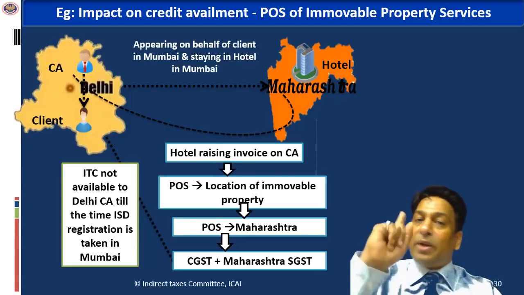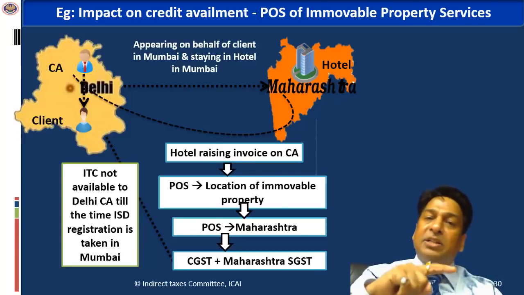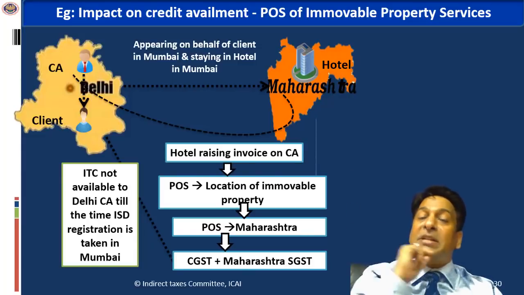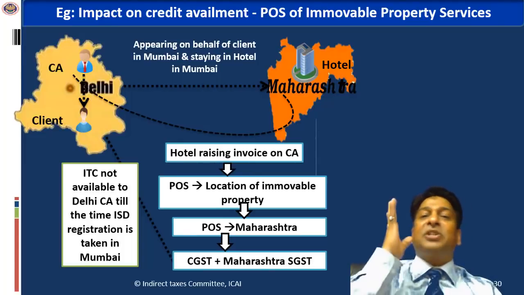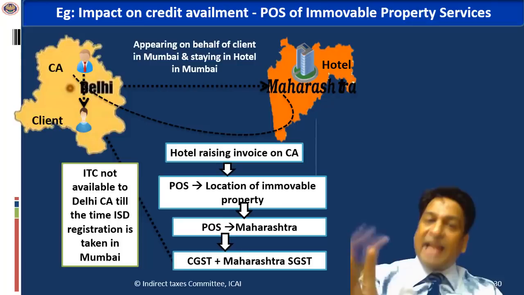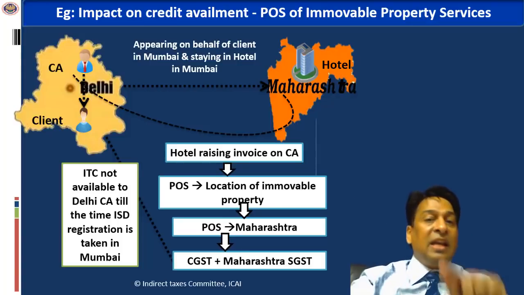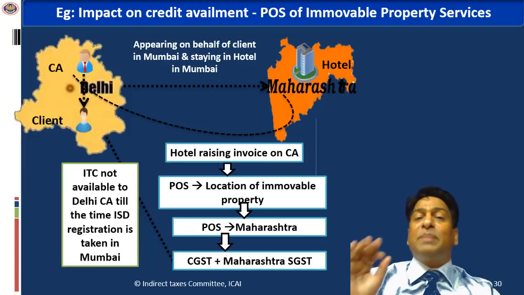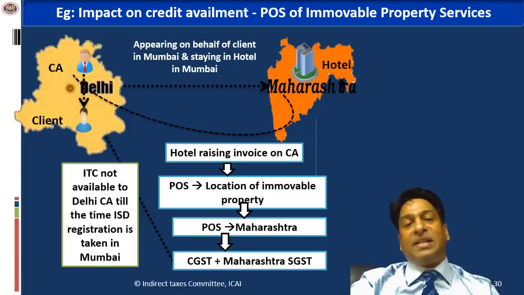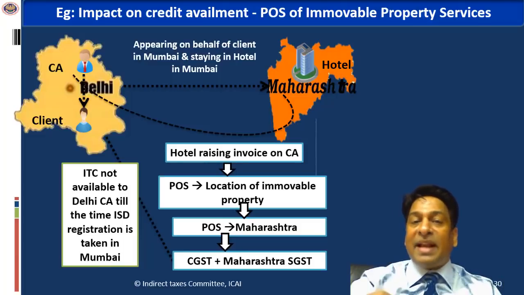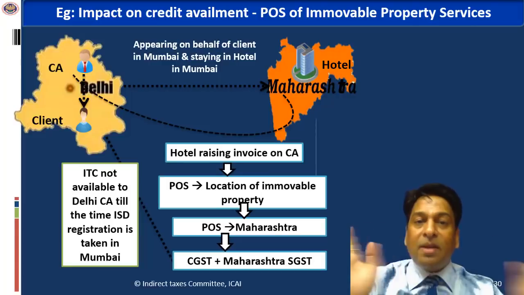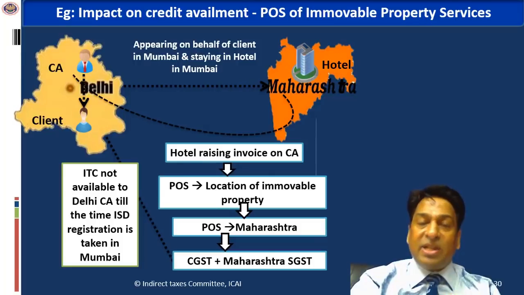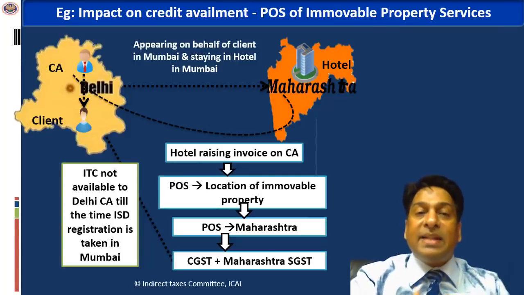So Le Méridien Hotel is going to invoice Bimal Jain. The location of supplier, Le Méridien Hotel, is Maharashtra, Mumbai. The place of supply would be the location of the immovable property, which is again Maharashtra, Mumbai. He is going to invoice me, though B2B, but still the transaction would attract CGST and Maharashtra SGST. Whether I will get credit in my Delhi registration? The answer is a big no. No credit. Neither a credit of CGST nor credit of Maharashtra SGST.